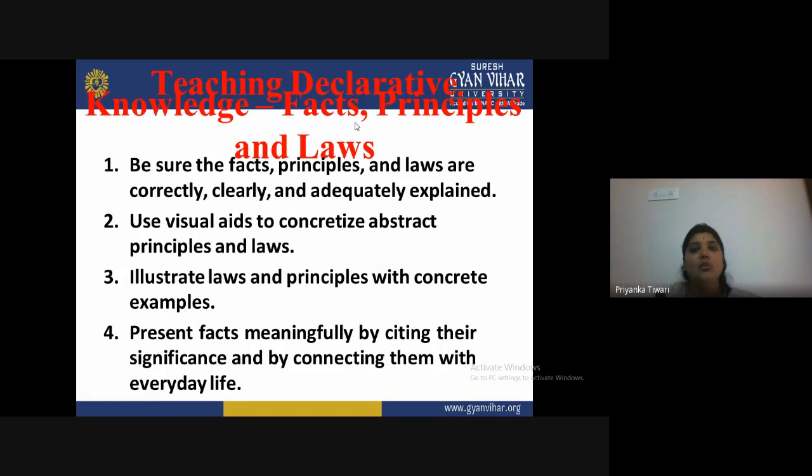So, teaching declarative knowledge: facts, principles and their laws. Be sure the facts, principles and laws are correctly, clearly and adequately explained. Use visual aids to concretize abstract principles and laws. First of all, illustrate some laws and principles with concrete examples, and present facts meaningfully by stating their significance and by connecting them with everyday life.